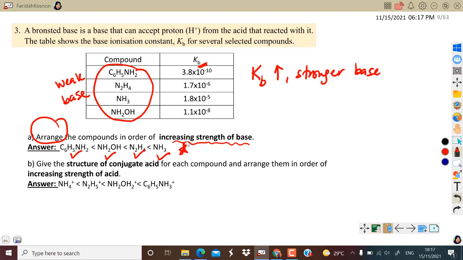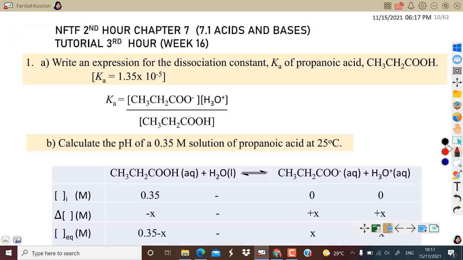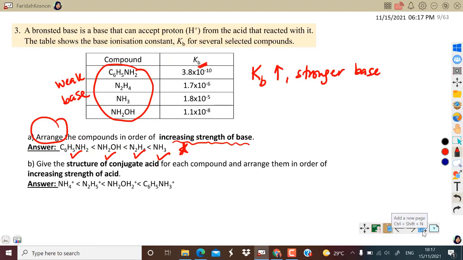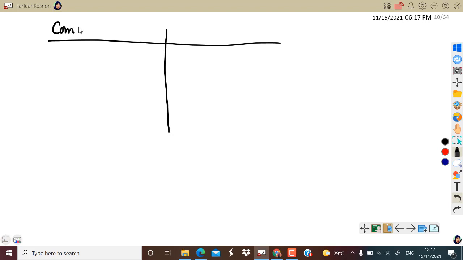Okay. Jadinya sekarang, sebelum kita bincangkan soalan seterusnya tu, kita kena faham dulu. Sebab soalan tu minta apa? Give the structure of conjugate acid for each compound and arrange them in order of increasing strength of acid. Okay. Saya cadangkan nak jawab ni sebab you kena practice. You kena fahamkan sambil nak buat tutorial. Okay, buat table. We have compound. Compounds given. And you nak jawab apakah structure conjugate acid bagi setiap compound tersebut.